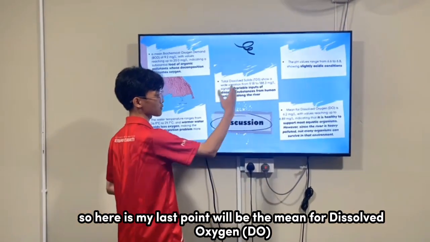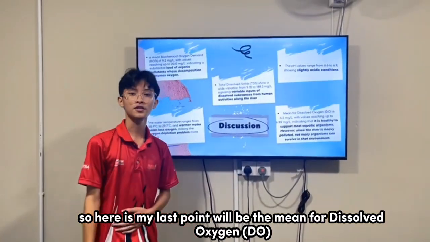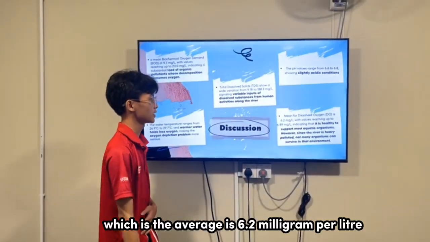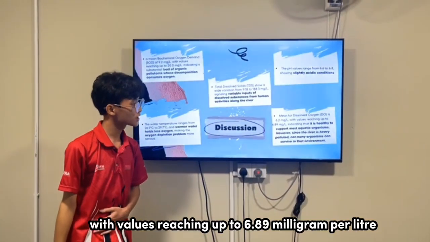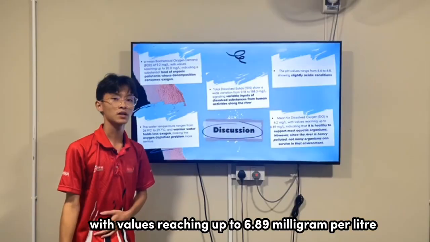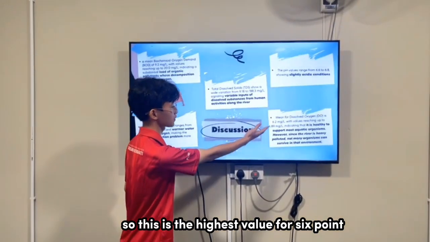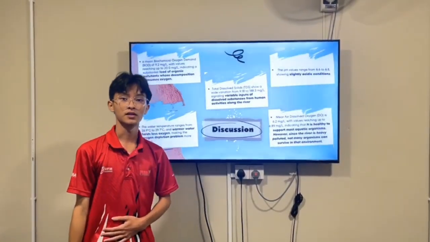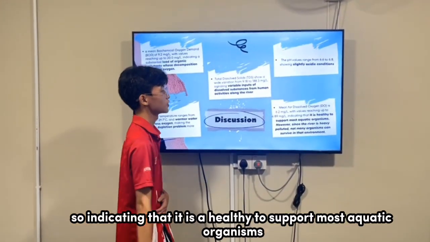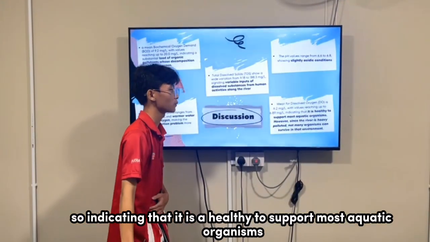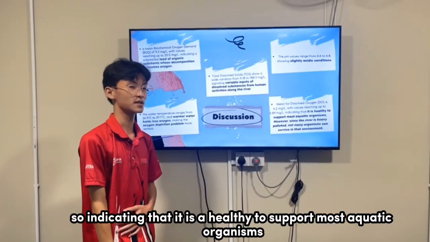So here is my last point, the mean for dissolved oxygen, DO, which has an average of 6.2 milligram per liter, with values reaching up to 6.89 milligram per liter. So this is the highest value for our dissolved oxygen in the river, indicating that it is healthy enough to support most aquatic organisms.